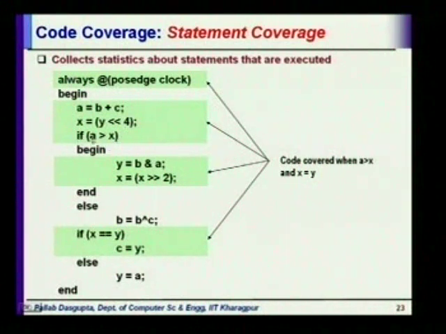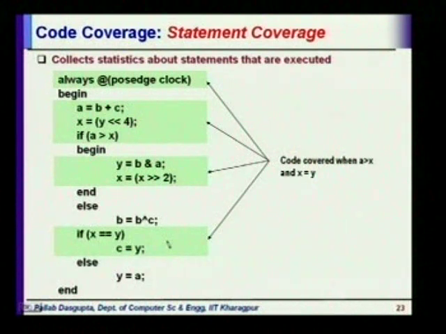Then I check if A is greater than X. If it is true, then these two lines are covered, and then this is not covered because we don't go to the else, and then again this is covered because X is equal to Y, and this is not covered, right. So this is the code coverage corresponding to the scenario where A is greater than X and X is equal to Y.